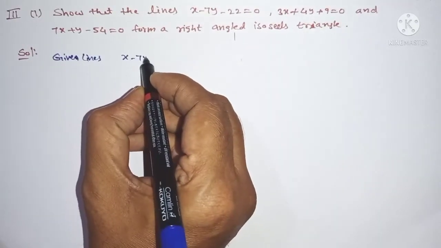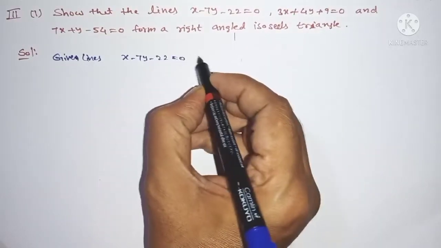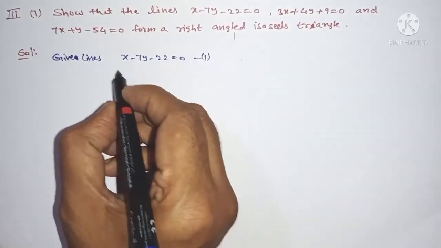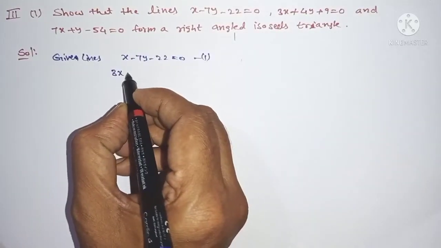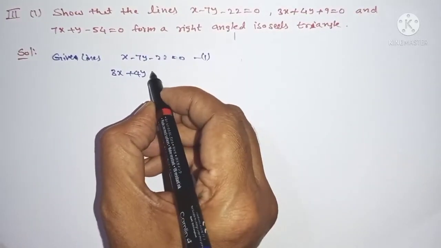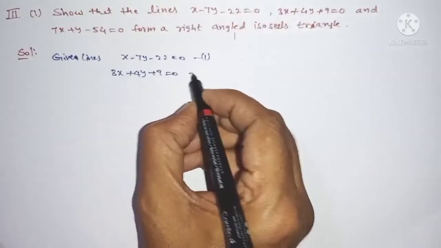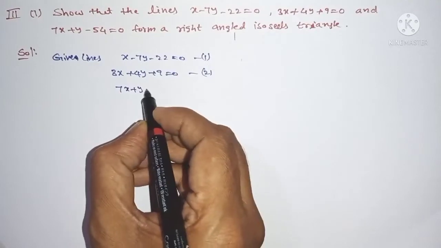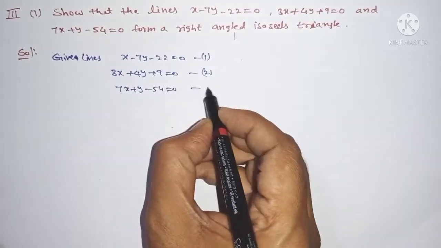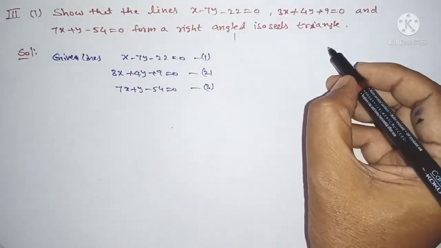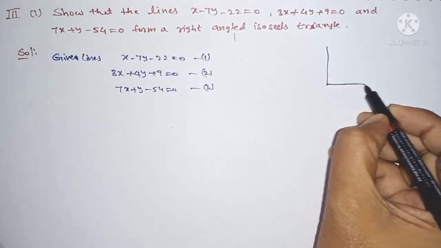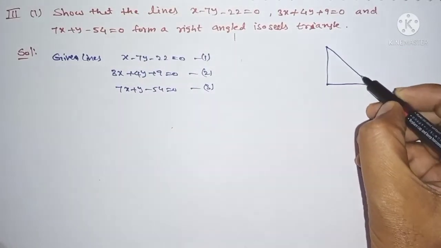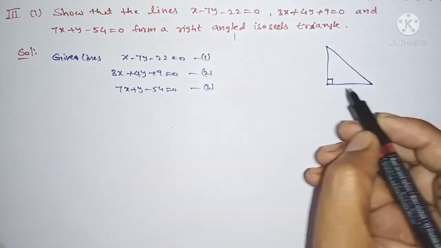x minus 7y minus 22 is equal to 0, this is the first one. The next one is 3x plus 4y plus 9 is equal to 0, this is the second one. What is the third one? 7x plus y minus 54 is equal to 0. You have to prove this is a right angle triangle. Therefore, this is 90 degrees already.